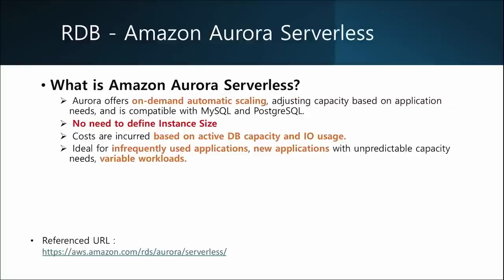Next, let's take a look at Amazon Aurora Serverless. Aurora Serverless refers to a service that uses Aurora in a serverless form. The case in which this serverless form is used is when the exact usage of the Aurora database is not known right away. So, there is an advantage in that you don't have to specify the instance size. You can try out Aurora Serverless before you introduce Aurora or when you launch a new service.